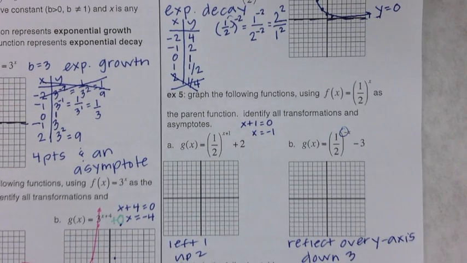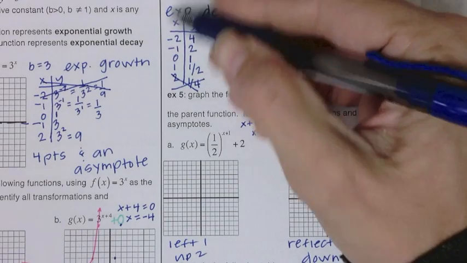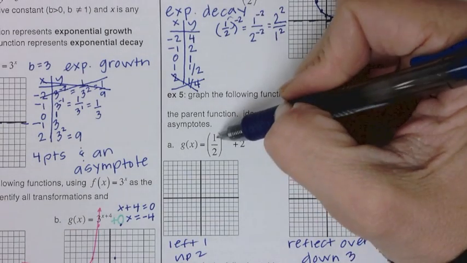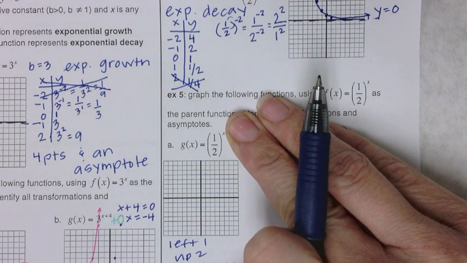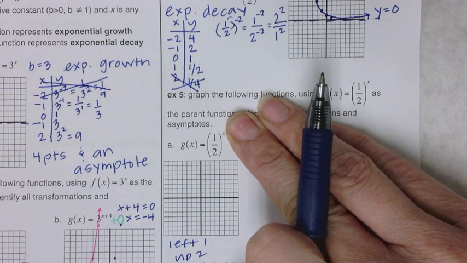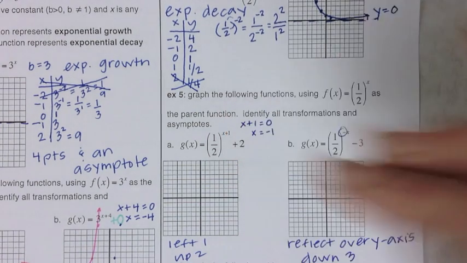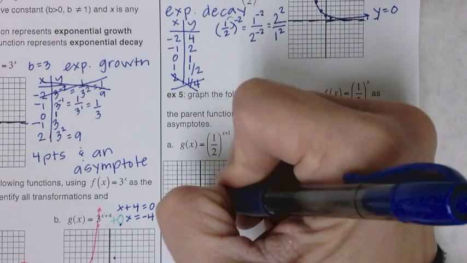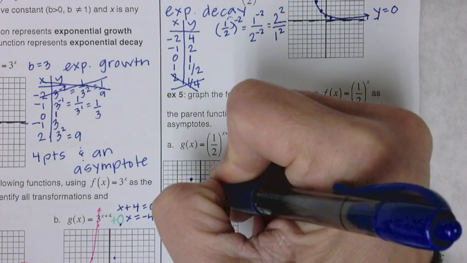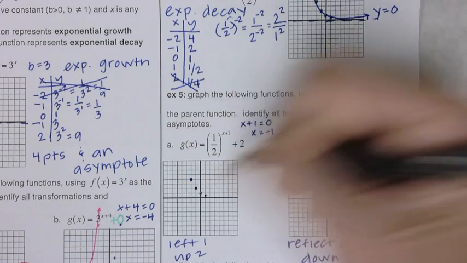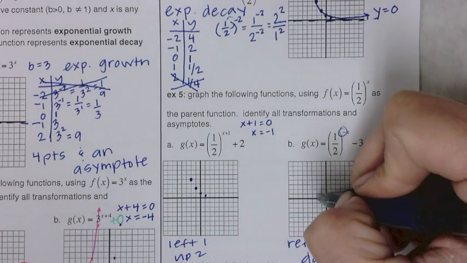Okay, so getting my points on there, again, since my parent function is a graph before transformations, I can take away the numbers that represent the transformation. So it's 1/2 to the x, which we conveniently have right above here. So -2, 4, -1, 2, 0, 1, 1, 1/2. I'm going to do the same thing over here.